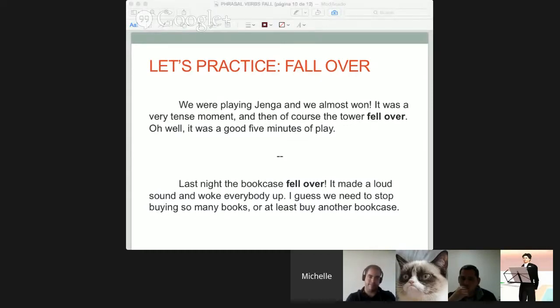Good. Okay. So, like I said, fall over is just for things when you're talking about height. And fall over usually means that it fell over like that. So Jenga, have you guys ever played Jenga? Where you put the little things on top of each other until it all falls? Yeah. So that's what it means to fall over for things of height.